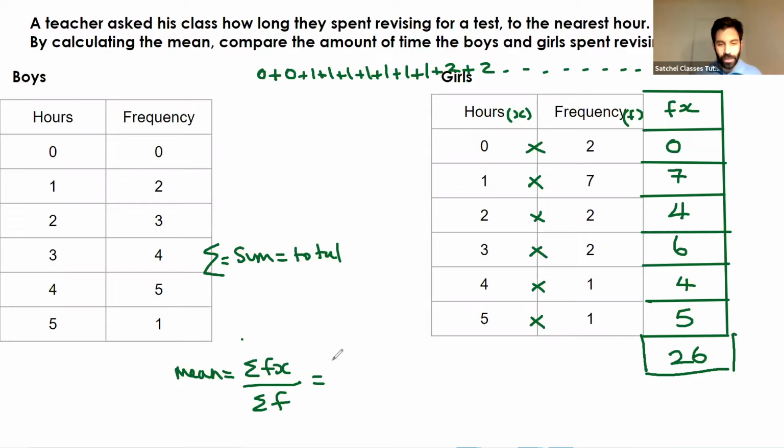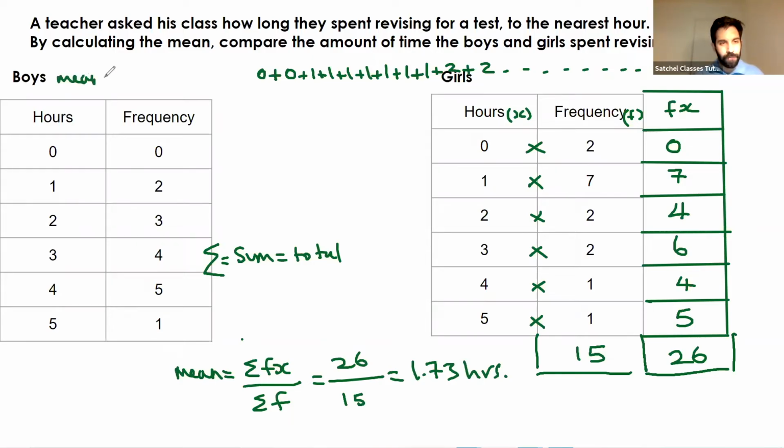So the sum of fx is 26 divided by the sum of f. So that's going to be 9, 10, 11, 13, 14, 15 students. And 26 divided by 15, if we use our calculator to work this out, we will get 1.73 hours. So we said for the boys, the mean was equal to 3 hours. For the girls, the mean is equal to 1.73 hours.